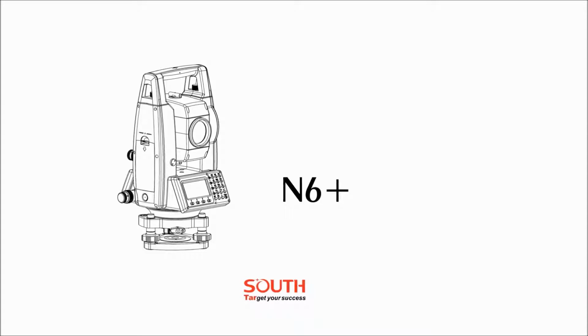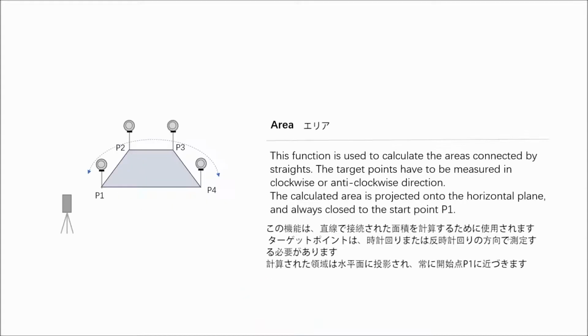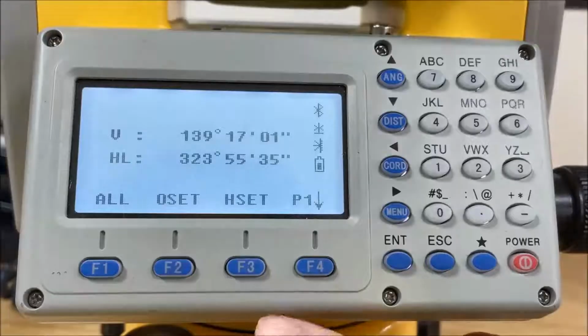Today, we will have a short introduction of area on the N6 Plus total station. This function is used to calculate the areas connected by straights. The target points have to be measured in clockwise or anti-clockwise direction. The calculated area is projected onto the horizontal plane, and always closed to the start point P1.